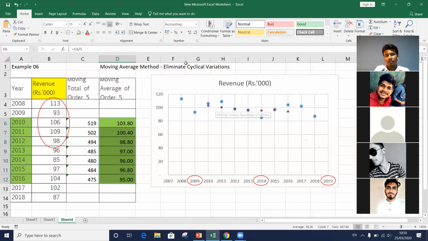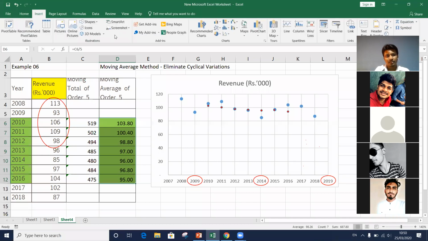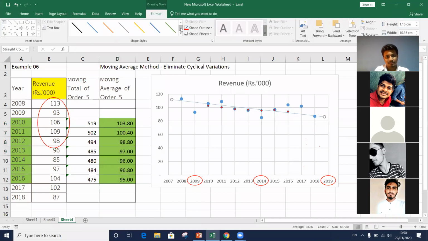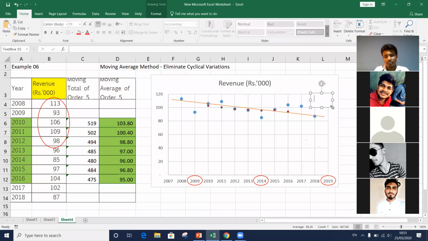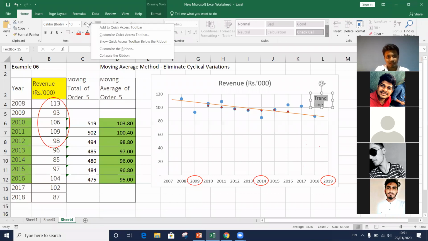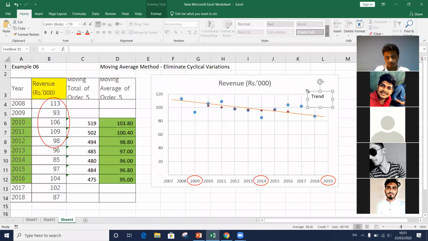Right? Now we can draw the trend line based on the newly plotted points by making use of moving averages. So this is how we draw the trend line using the moving average method.